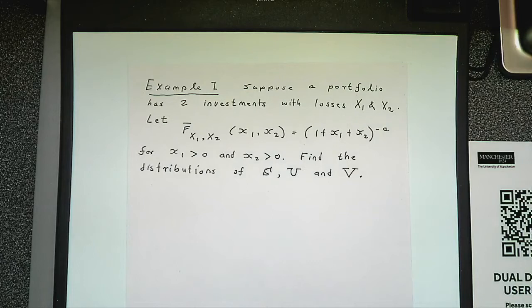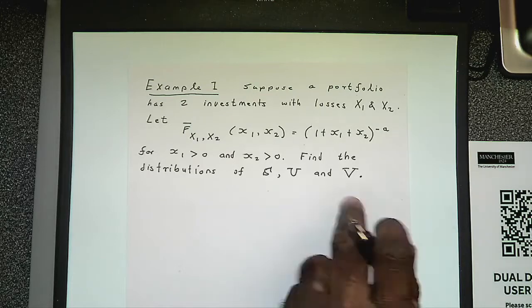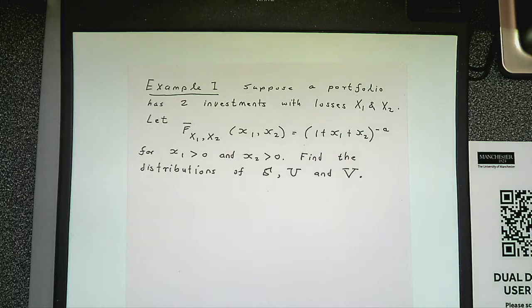So you have a portfolio with two investments, and the losses are denoted by x1 and x2, and you're told that the joint survival function of the losses is given by this, right? And the question is to find the distributions of S, U, and V. So the total portfolio loss, the minimum portfolio loss, and the maximum portfolio loss, right? Now first, let's start with S.